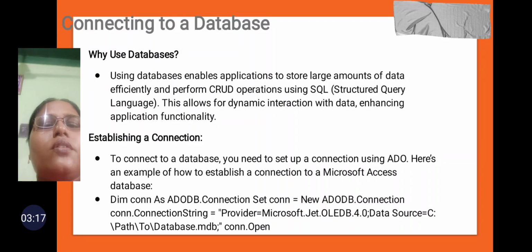Establishing a connection. To connect to a database, you need to set up a connection using ADO. Here's an example of how to establish a connection to a Microsoft Access database. Dim con As ADODB.Connection, Set con = New ADODB.Connection. Connection string equal to Provider=Microsoft.Jet, Data Source equal to C, the path of the database.